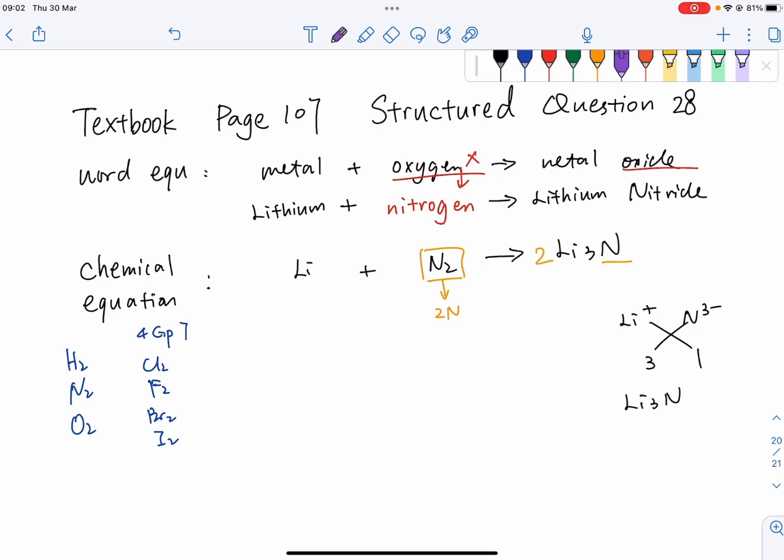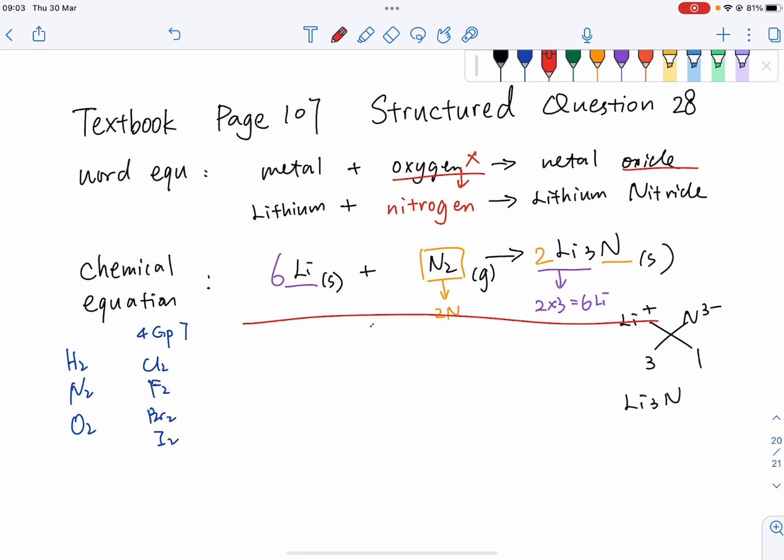Then let's take a look at lithium. How many lithium do we have now? 2 times 3 equals 6 lithium, right? How many lithium on the right? Only 1. So we will put a 6 in front of it. Alright, remember what is the last step for writing the chemical equations? Right, the states. The states here should be solid, gas, and also solid. So this is the final answer for A1.